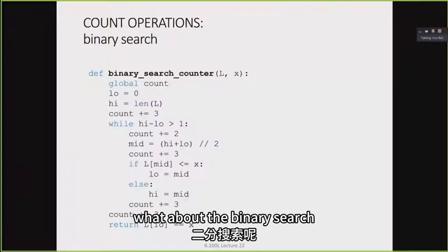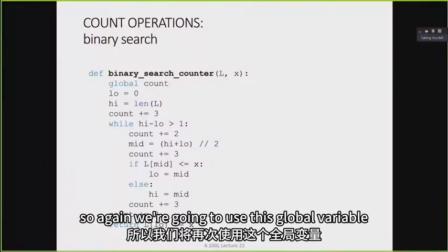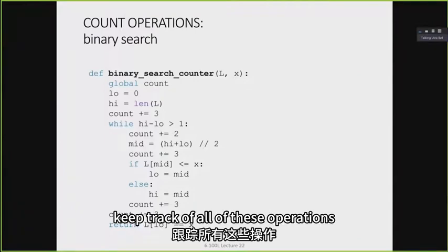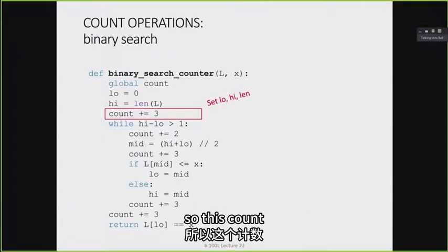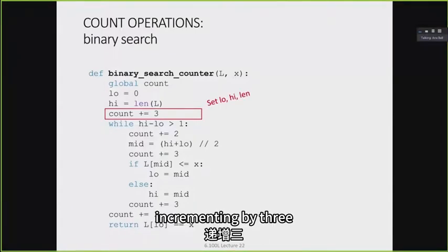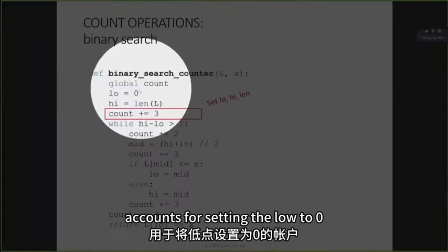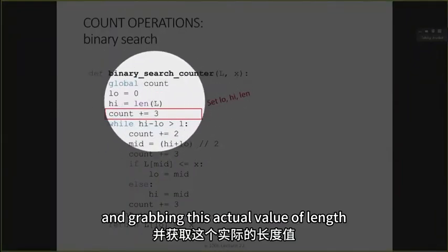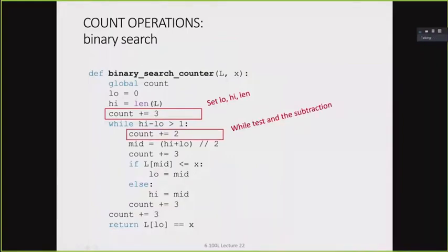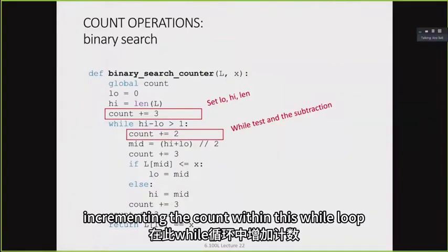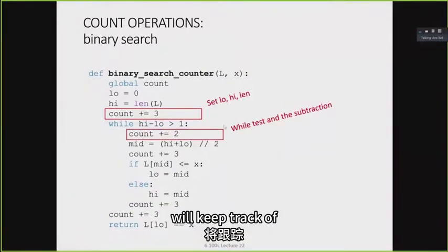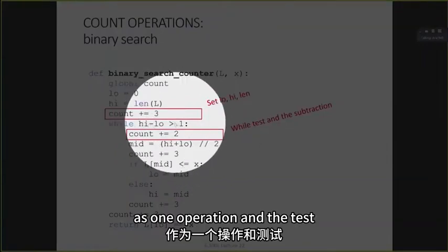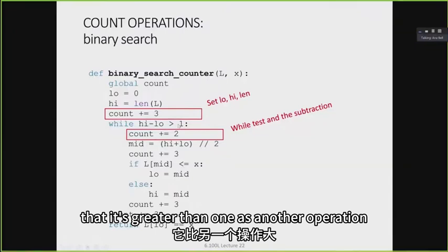What about the binary search? So again, we're going to use this global variable, and we're going to have the counter keep track of all of these operations. So this count incrementing by 3 accounts for setting the low to 0, setting the high to this thing, and grabbing this actual value of length. Incrementing the count within this while loop will keep track of this subtraction as one operation and the test that it's greater than 1 as another operation.